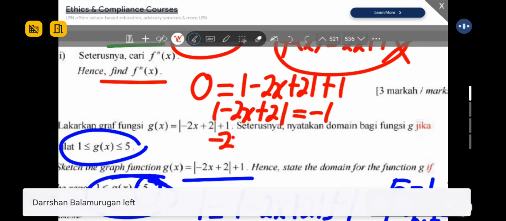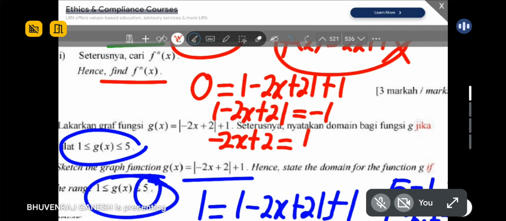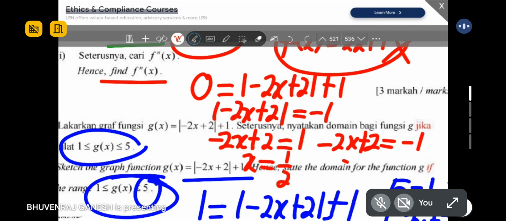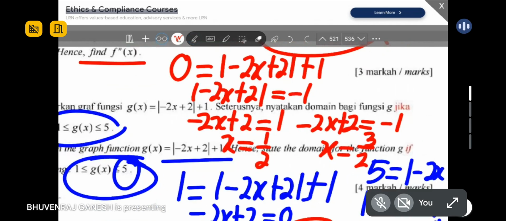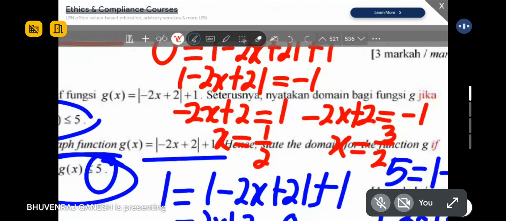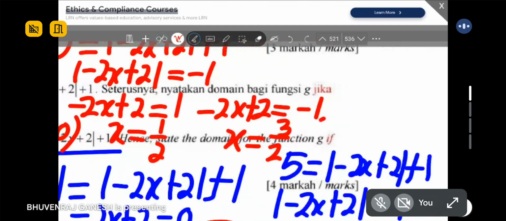Again, same concept. Break the modulus. So you have positive. Okay, you will have 1 first lah. Okay, so you will get how much? You will get x is equal to half. Or you can have negative 1. So you'll still have two answers. So x is 3 over 2. So these are your x-intercept, guys. Pintasan x. So you have half, 0, and also 3 over 2, 0. Do you see that, guys? Nampak? So you see you already have 5 points.